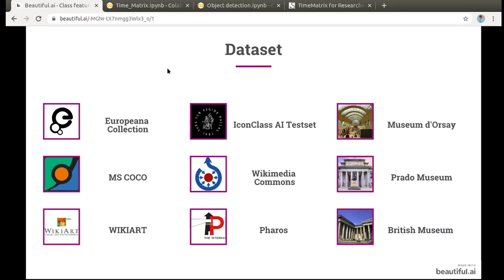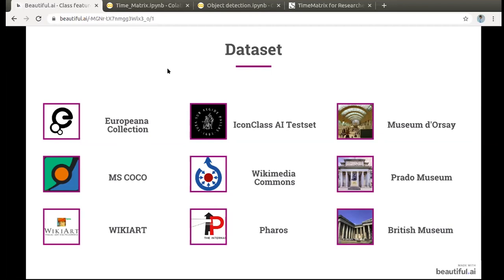Apart from that, we had some challenges with the Iconclass test set, because some of the images which are really interesting for us were of low quality, and that is a key issue for us. I will show you the list of classes, and you will see that some of the objects which we are trying to detect are pretty small, and the resolution of the images is really important for us.